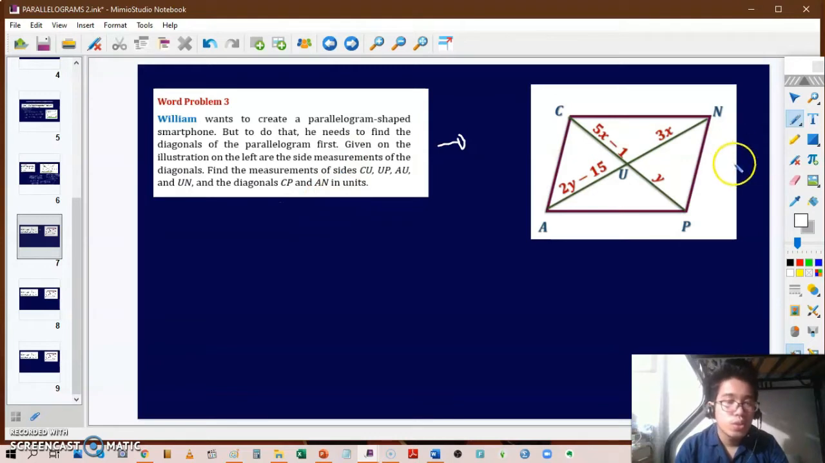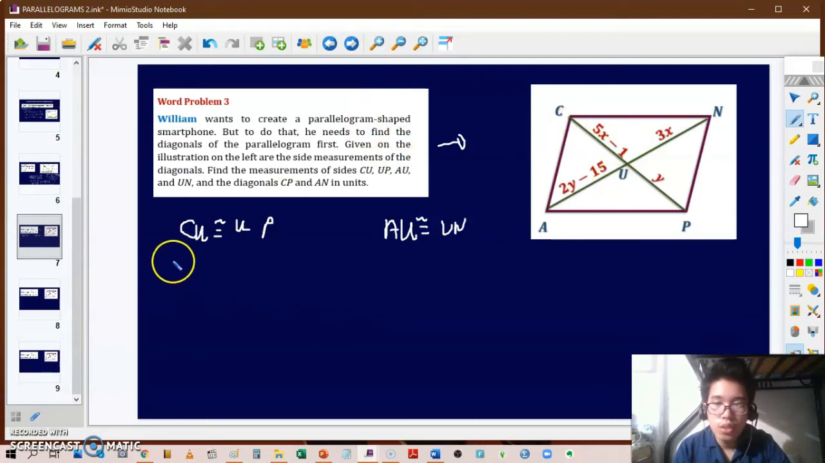To do this, we already know the property of diagonals: their diagonals bisect each other. So diagonal AN is bisected by CP, and also CP is bisected by diagonal AN. Therefore, CU and UP are congruent to each other. So let's write that: CU is congruent to UP, and AU is congruent to UN. From here we can now solve for the values of x and y.